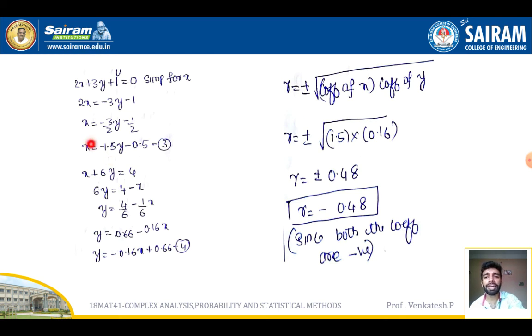So I'll be getting x is equal to minus 1.5y minus 0.5 and y is equal to here minus 1.6x minus 0.66. So from this one I can choose the coefficient of y is equal to minus 1.5 and coefficient of x is equal to minus 1.6. So I can replace both the values in this equation. So I'll be getting r is equal to plus or minus square root of coefficient of x into coefficient of y. So it will be 1.5 into 1.6. So I'll be getting r is equal to plus or minus 0.8. So I can take r is equal to minus 0.8 since both the values of coefficients of x and y are negative here. Sorry, minus 0.48 here.